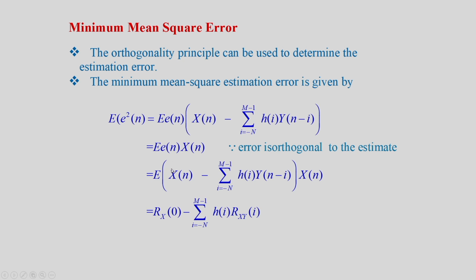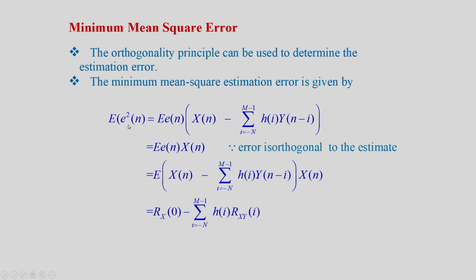Now, if I expand this e[n], that is x[n] minus the summation of h[i] y[n-i], i going from -N to M-1, then we get E of this expression times x[n]. And if I now write x[n] times x[n] and take the expected value, we will get R_x[0]. Similarly, we will get the cross correlation function here by taking the expected values.